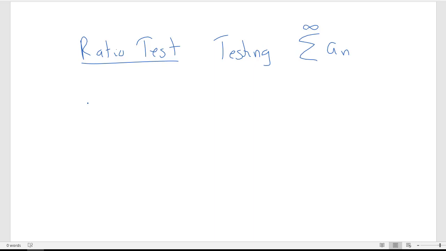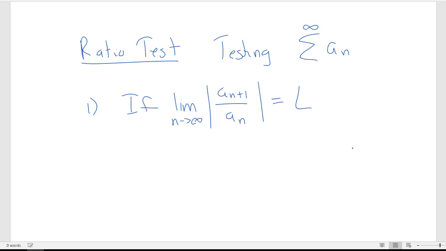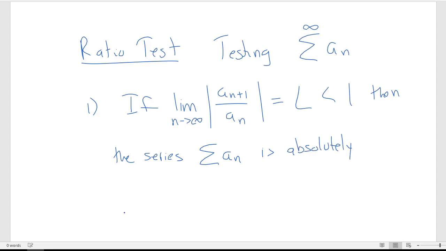So there's three conditions that we could encounter here. What we're going to do is investigate the limit of the ratio of any two adjacent terms. So we're going to take the limit as n goes to infinity. We're going to look at this ratio of any two adjacent terms as n gets larger and larger. And if that limit exists and is less than 1, then the series that we just tested is absolutely convergent, and therefore convergent. Now that last piece comes from our theorem.